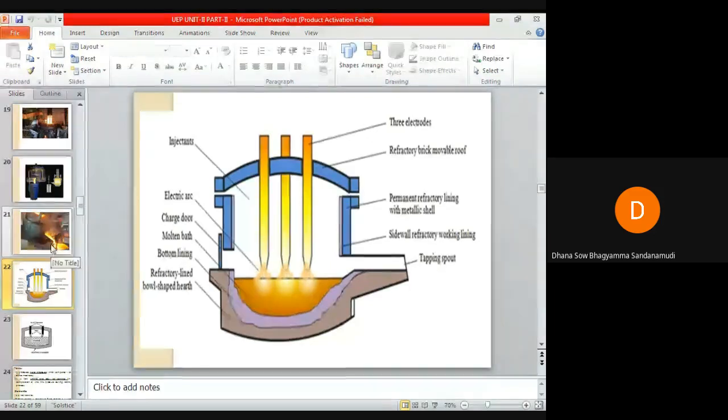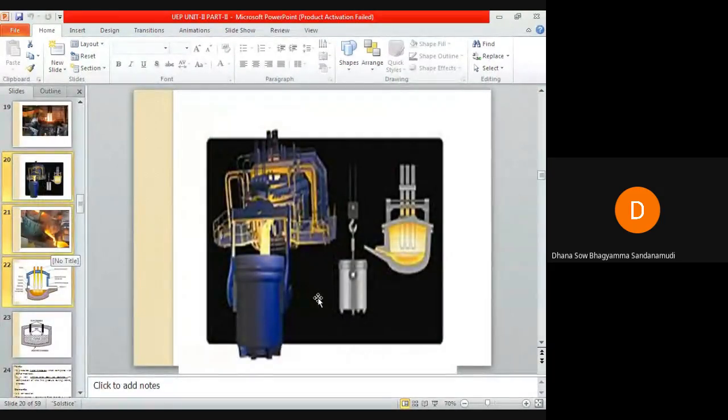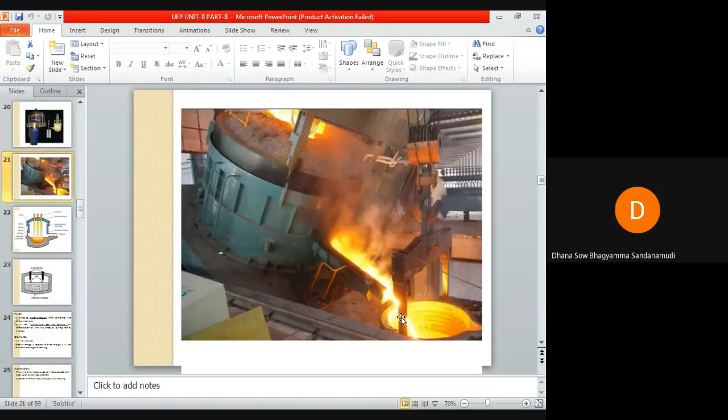See, this is the tapping spot from where the molten metal is poured into this vessel in which the molten metal is collected. You can see one more image. This is the vessel in which this molten metal is to be poured. So it is poured here. This is the best image.